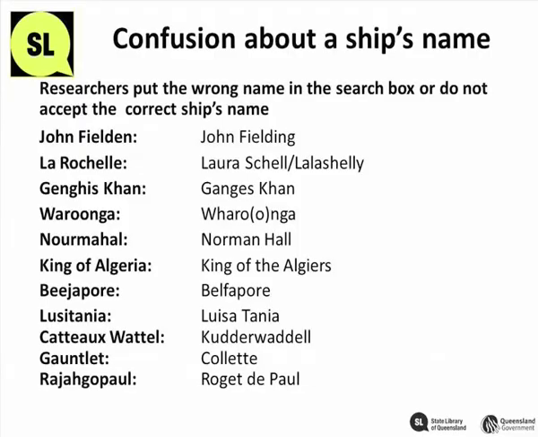Now, this is another problem we have. People have got this obsession that they know the ship's name. And they know that because their grandmother told them, or it's recorded in the family Bible. But it's often wrong. Even at the time, it's wrong. So the John Fielding ends up being recorded some years later as the John Fielding. It's in fact the John Fielding.